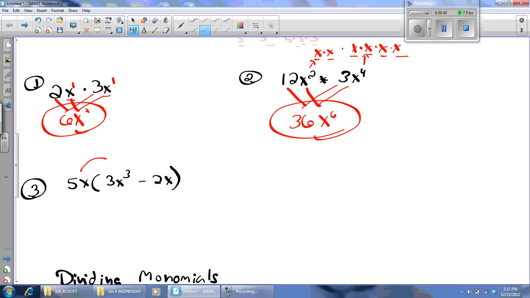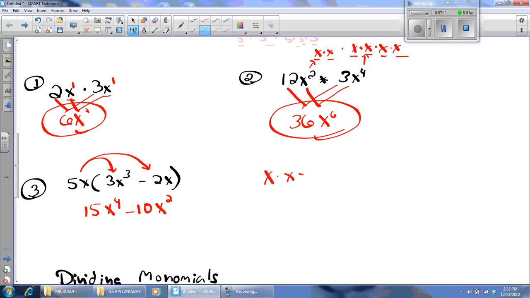Okay, it works the same way in distribution. I'm just going to multiply here, and then I'm going to multiply there. So 5 times 3 is 15. X times x cubed is x to the fourth. 5 times negative 2 is negative 10. X times x is x squared. And there you go. You may want to repeat that to yourselves a few times because it's kind of a common mistake with new algebra students.